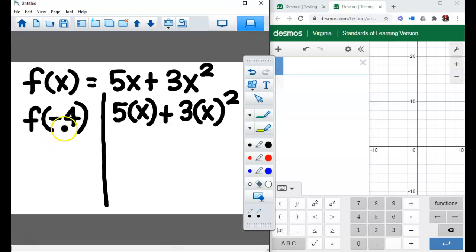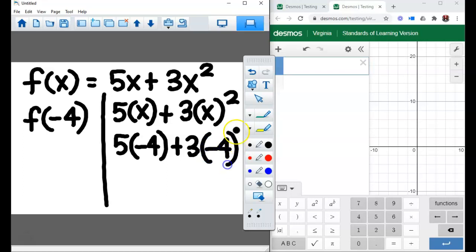All right, so now we're going to input negative 4 for these x's. So we're going to do 5 parentheses negative 4 plus 3 parentheses negative 4 squared. And then I'm going to go straight to my Desmos calculator and type that in. So notice what I did. I took the rule and I rewrote it, adding the parentheses that were necessary. Then I input my number, and now I'm going to type it in and get my final answer. So it's a 3-step process: rewrite the rule with parentheses, input the number, and type it in.